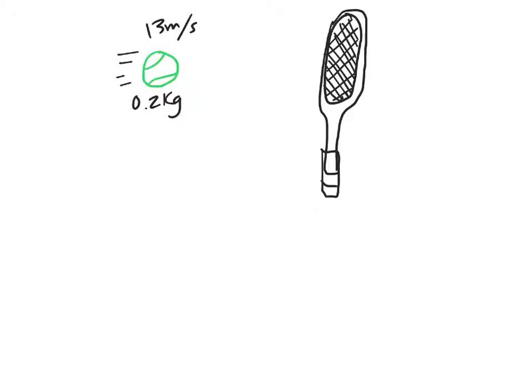So first of all, they're asking us what's the momentum before it hits the tennis racket. Well, that's mass times velocity. So our momentum is 0.2 for the mass, the velocity is 13, so our momentum is 2.6 kilogram meters per second.